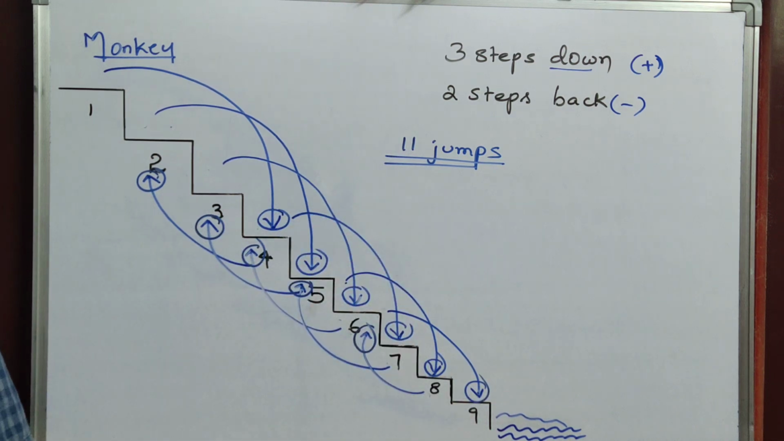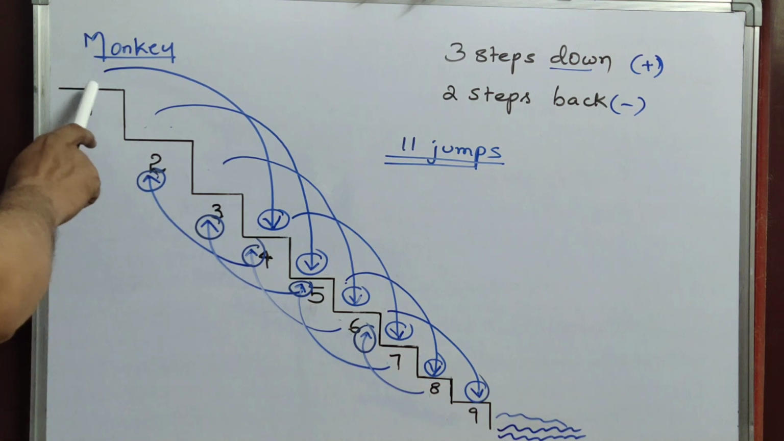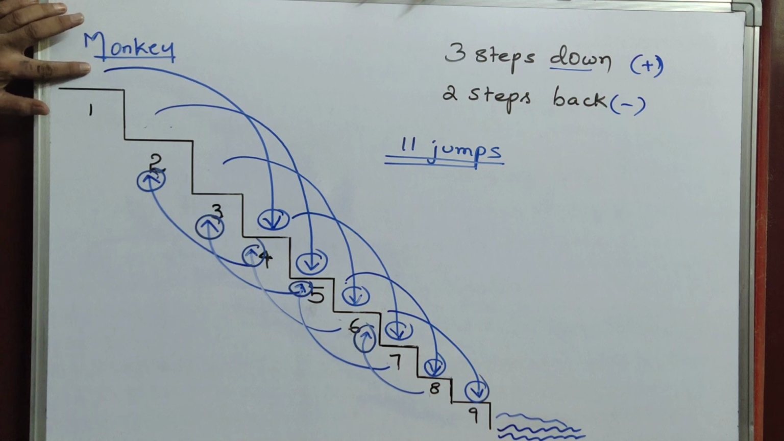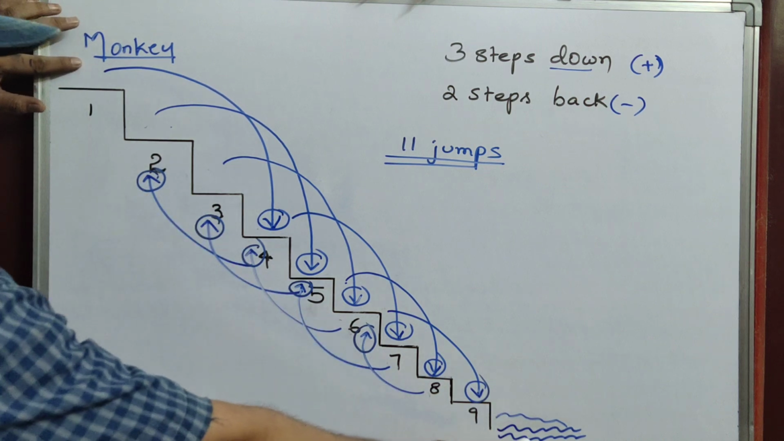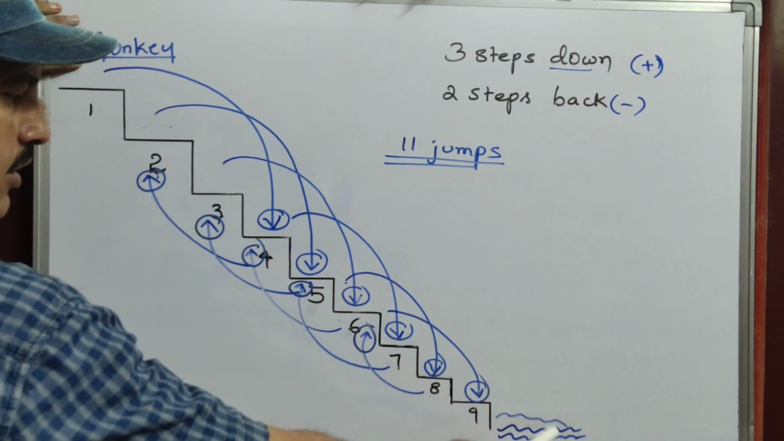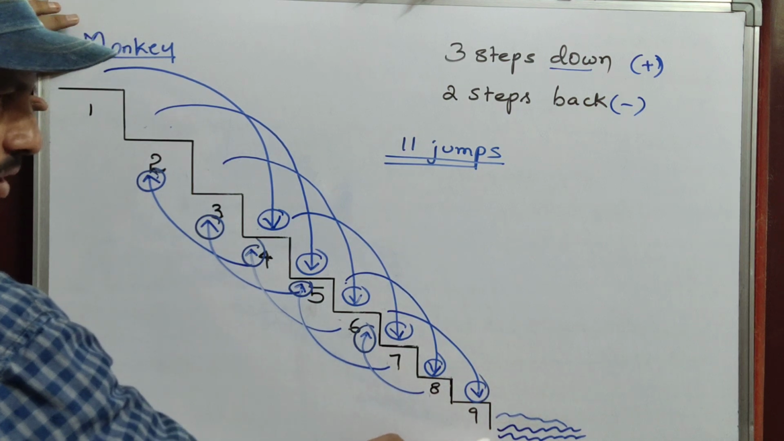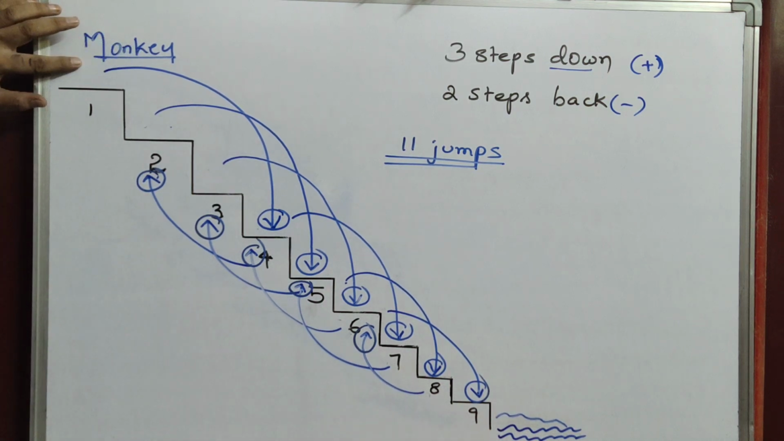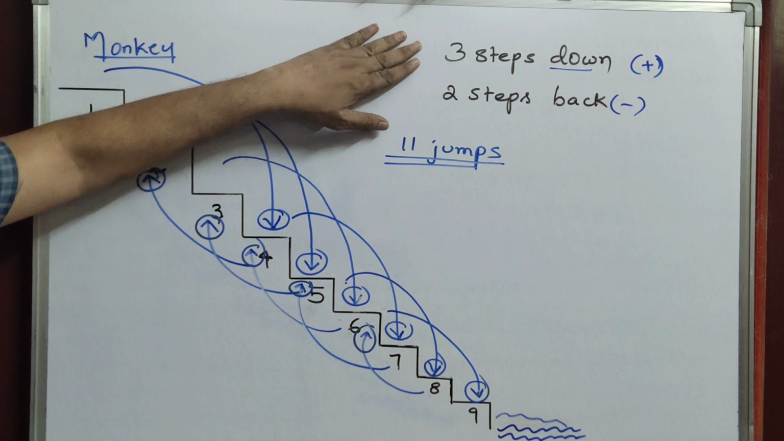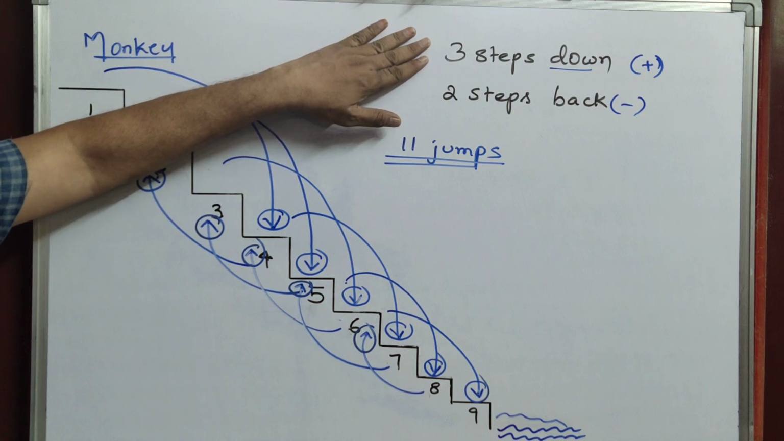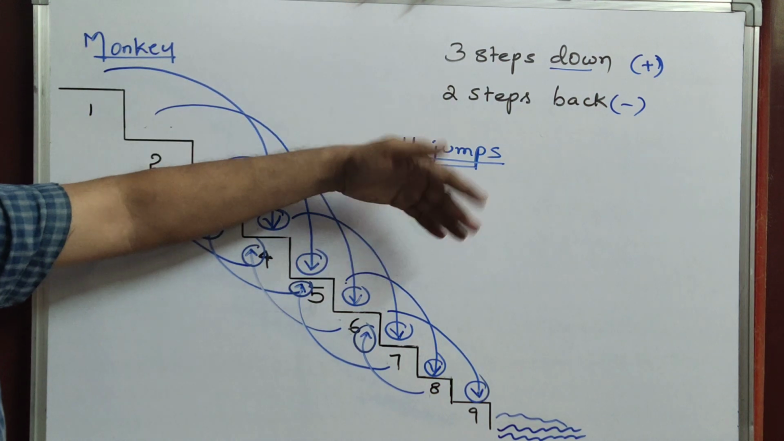So once again, I am repeating this sum, children. Go through it very clearly. Here, the monkey is at the topmost, that means at step 1. But the water level in the tank is at 9 steps. At 9 steps, the water level. Now what is the monkey doing? At 3 steps down, it is jumping like this, 3 steps down and coming back.